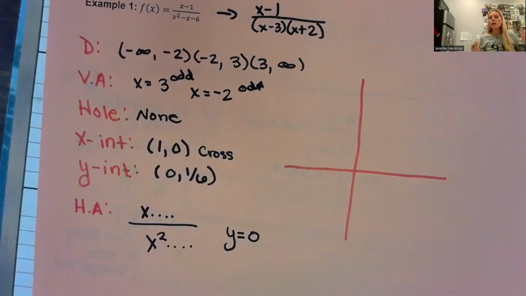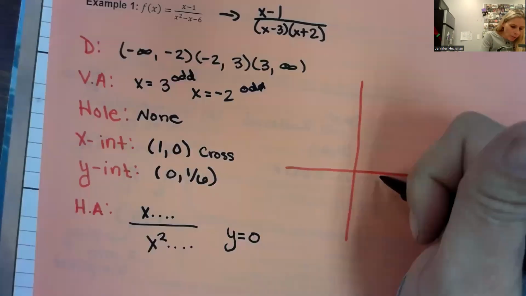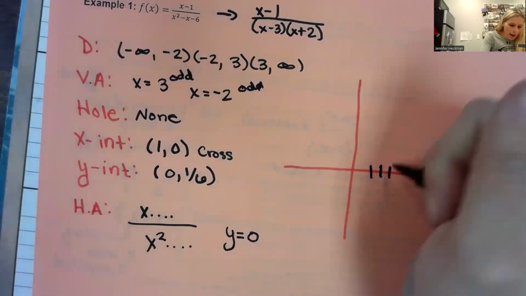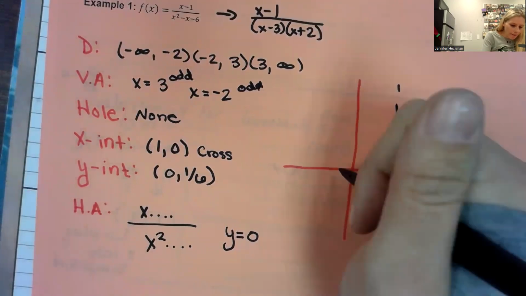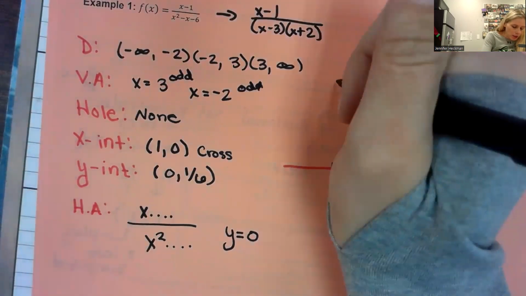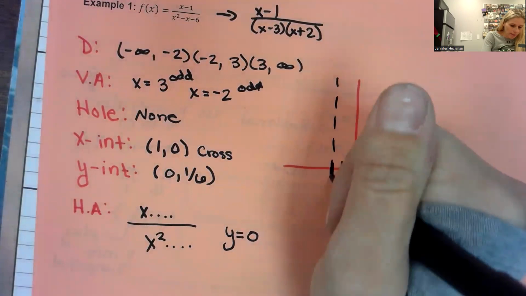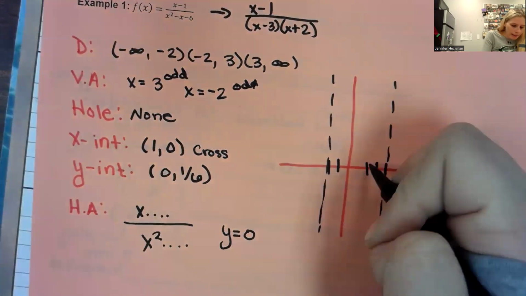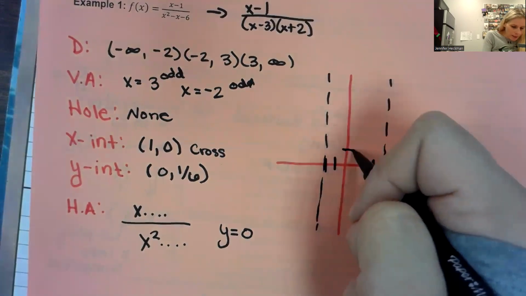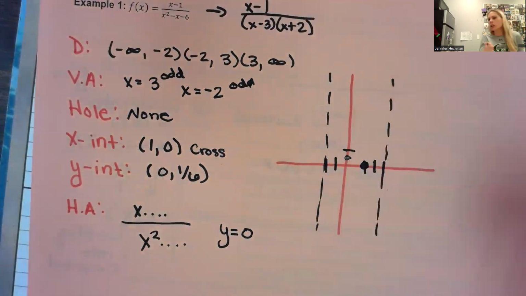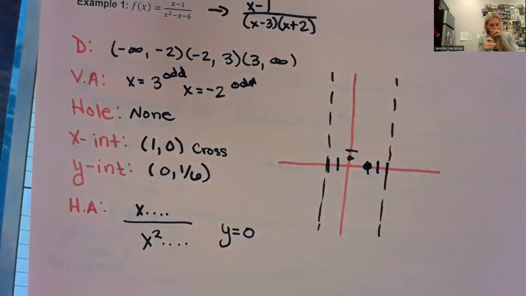All right, so now we're going to graph. Let's graph all of the pieces that we have so far. We have a vertical asymptote at 3. We have a vertical asymptote at negative 2, I should say. We have an x-intercept at 1 and a y-intercept at (0, 16). Now, of course, just estimate where that's going to go.